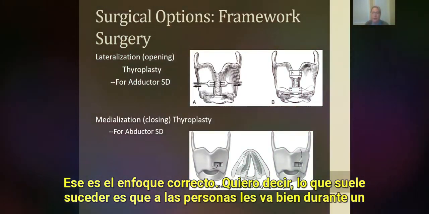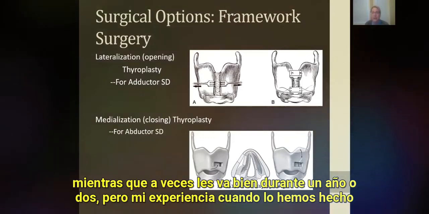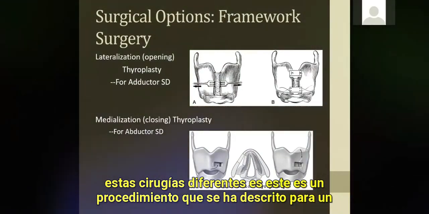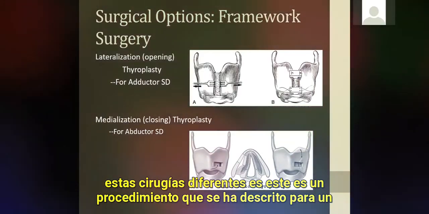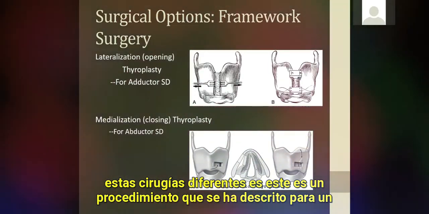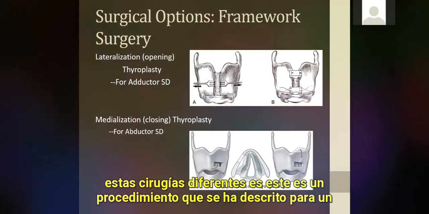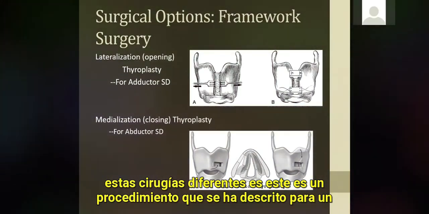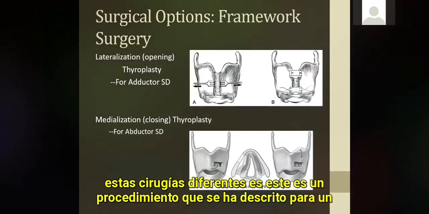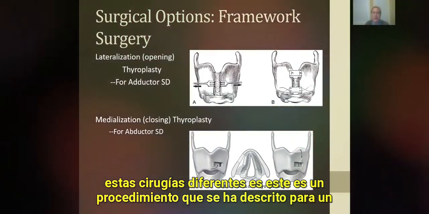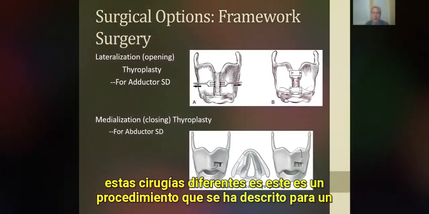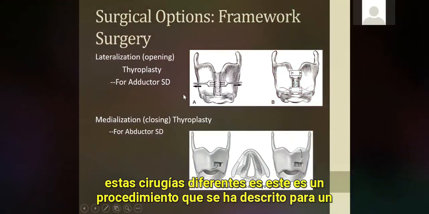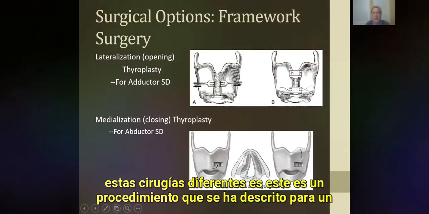And what tends to happen is people do well for a while. Sometimes they do well for a year or two. But in my experience, when we've done these different surgeries, I find that after a couple of years, a lot of these patients start to have the same problems again. A lot of times we're back to considering Botox, but there are some options out there that we should at least discuss. The framework surgery is one option that has had interest both with physicians and patients.